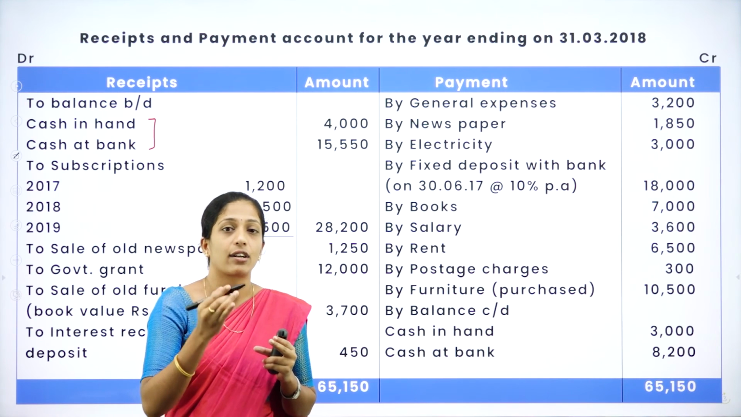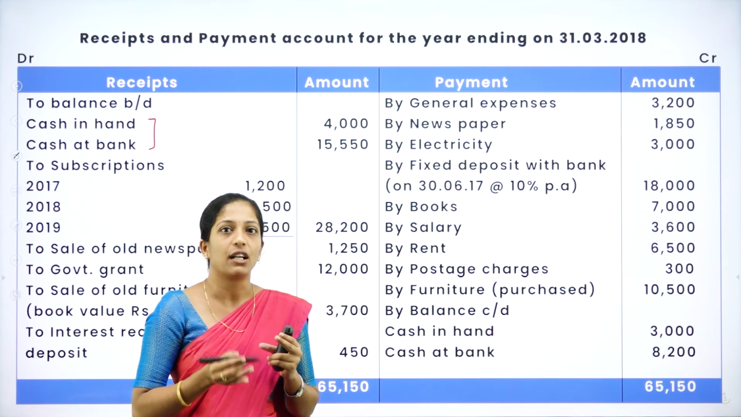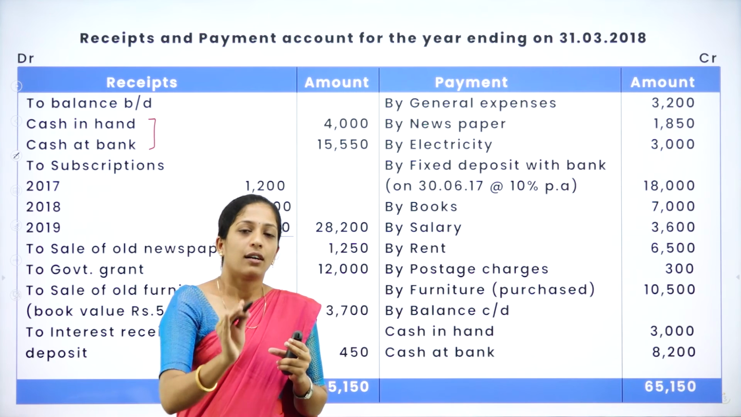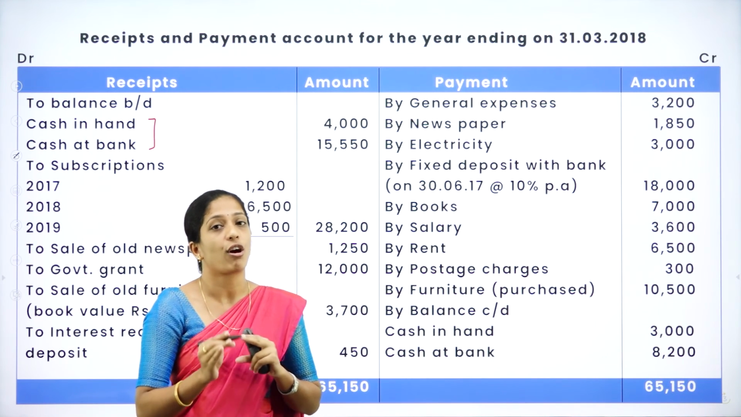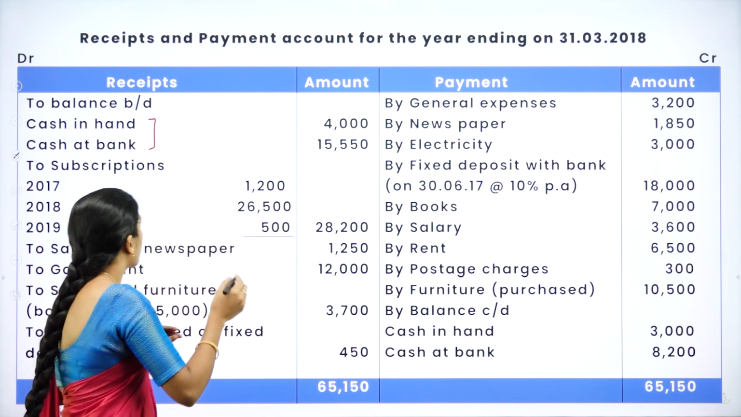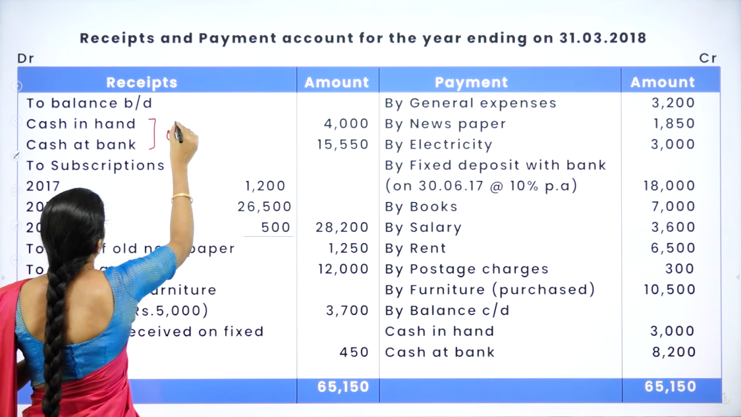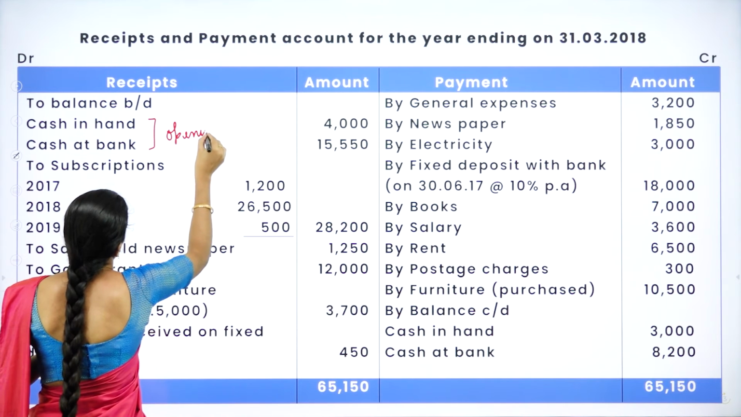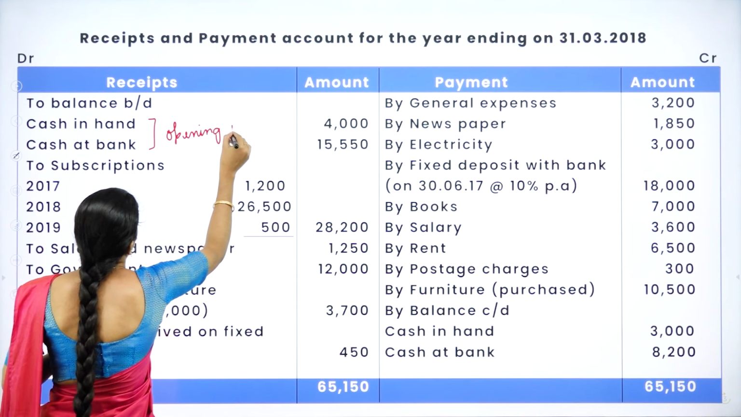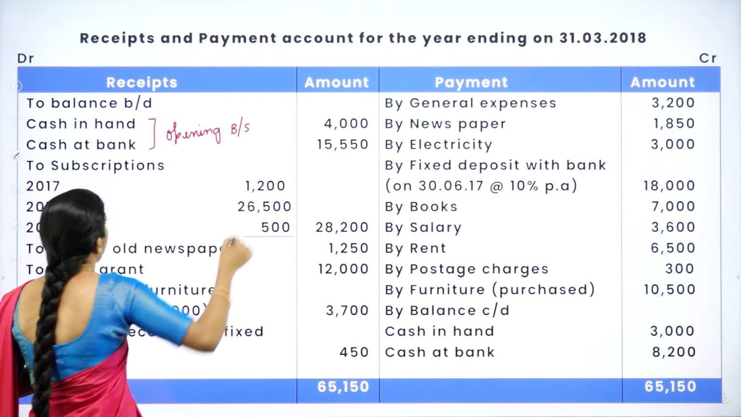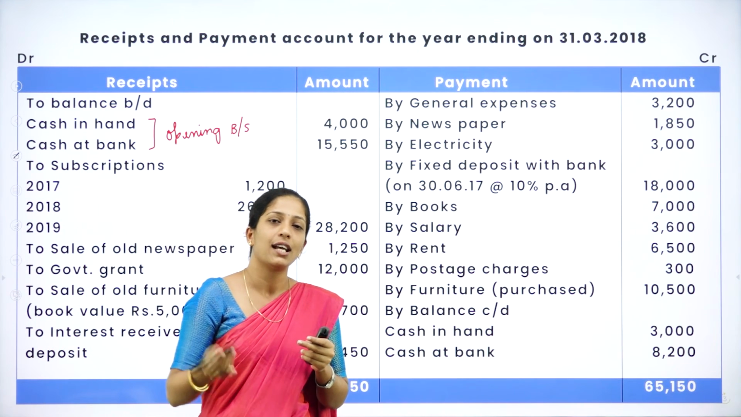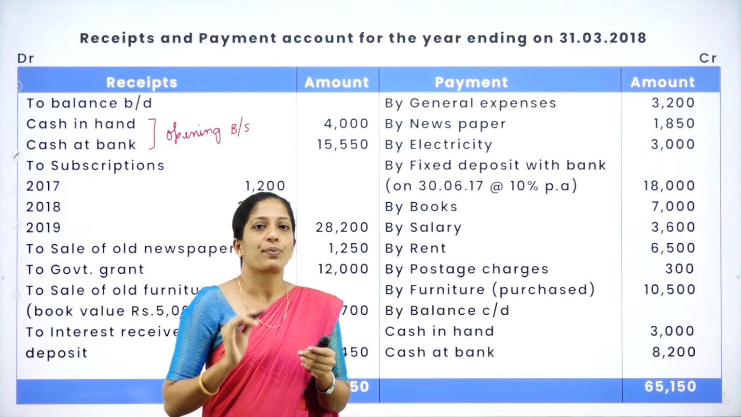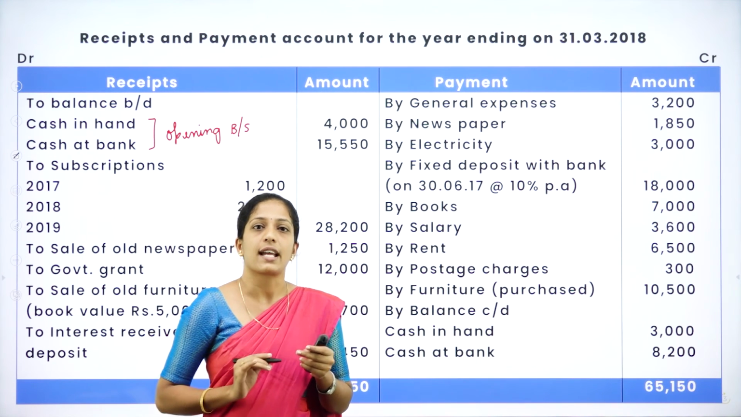In order to ascertain the capital fund, we are going to prepare the opening balance sheet. This cash in hand and cash at bank belongs to the previous year, so we are going to record it under the opening balance sheet. Since it is an asset, we are going to record it under the asset side of the opening balance sheet.